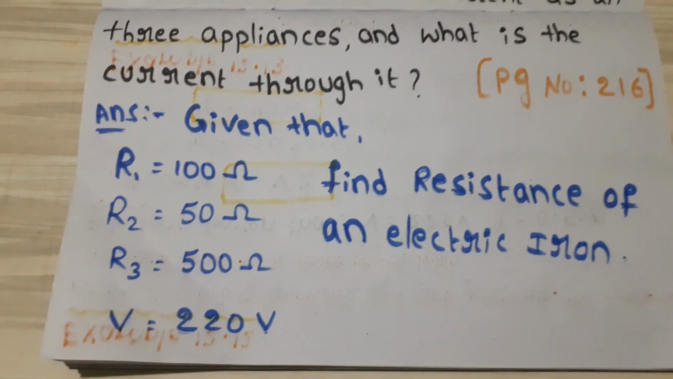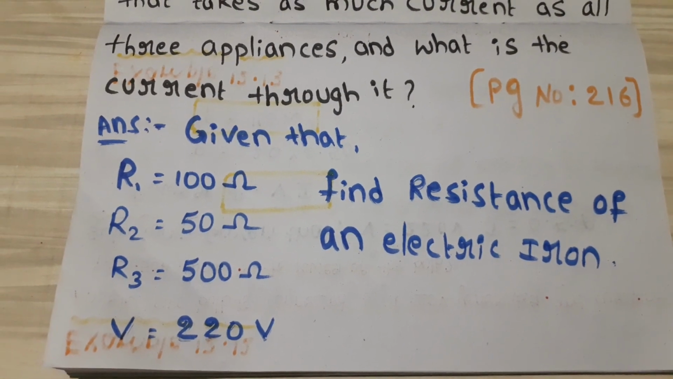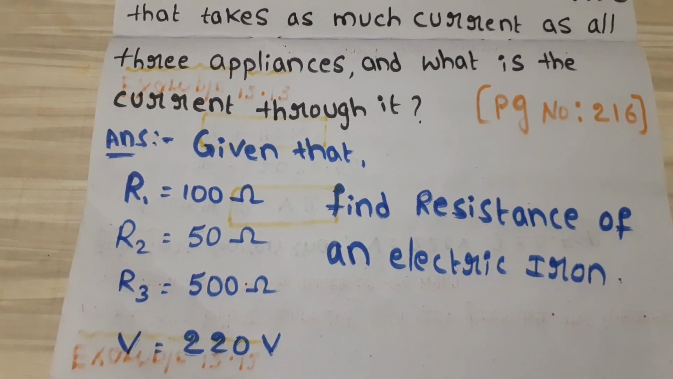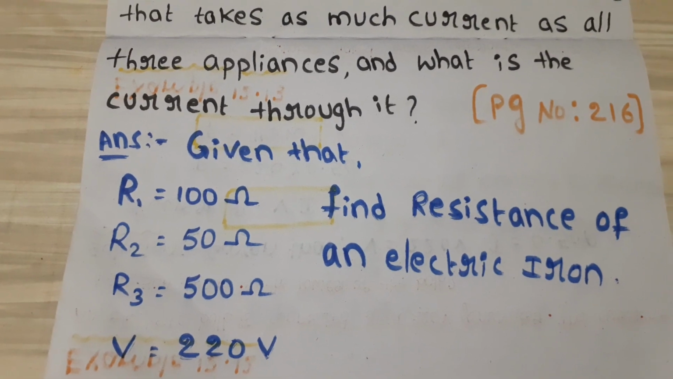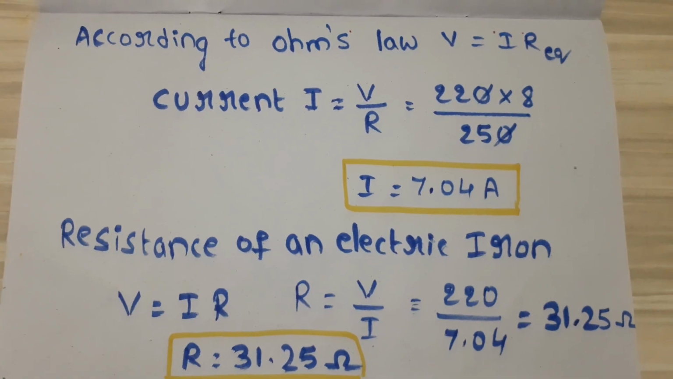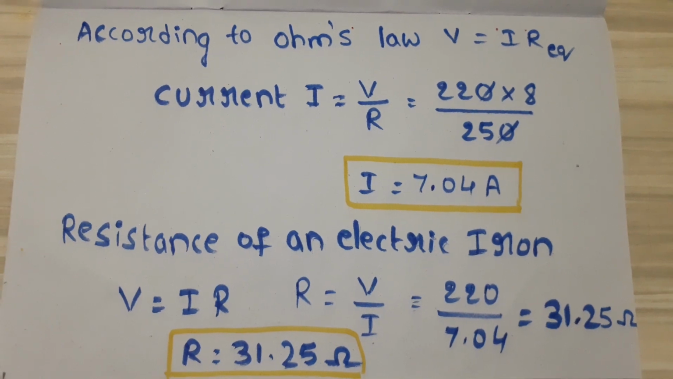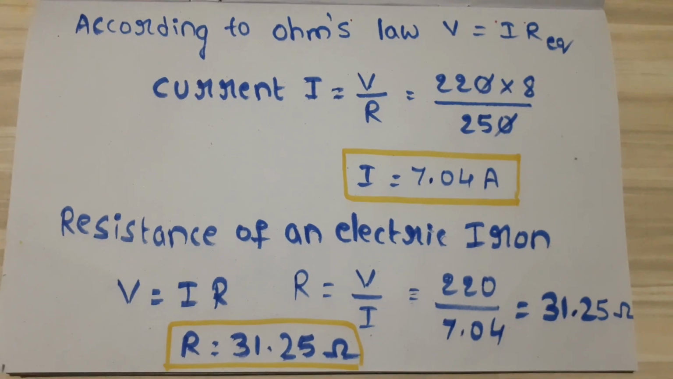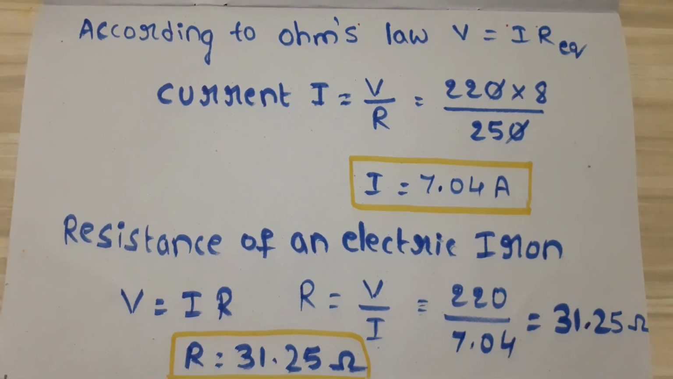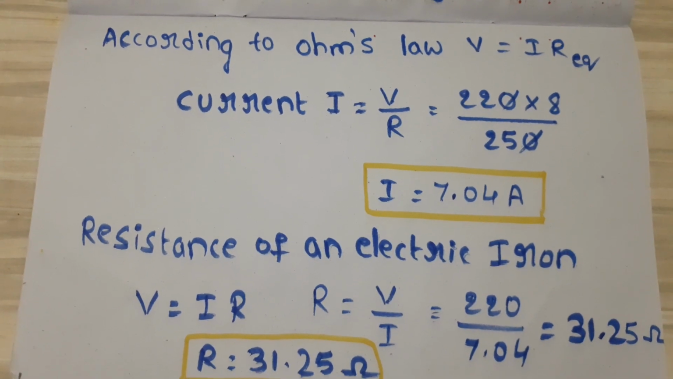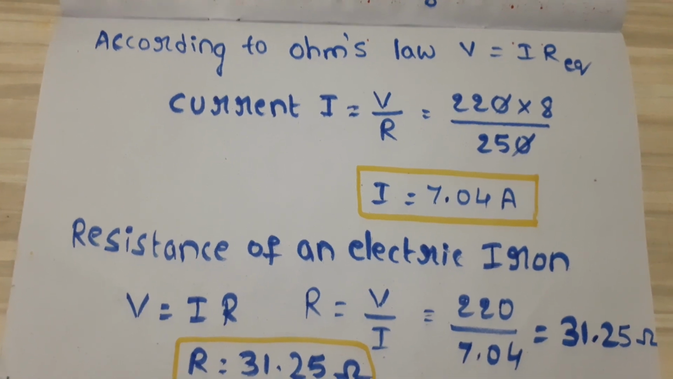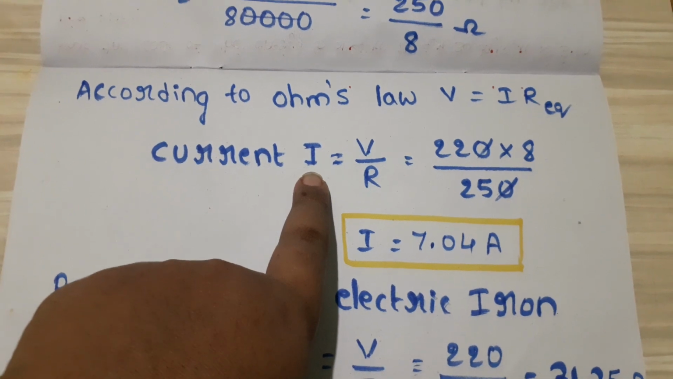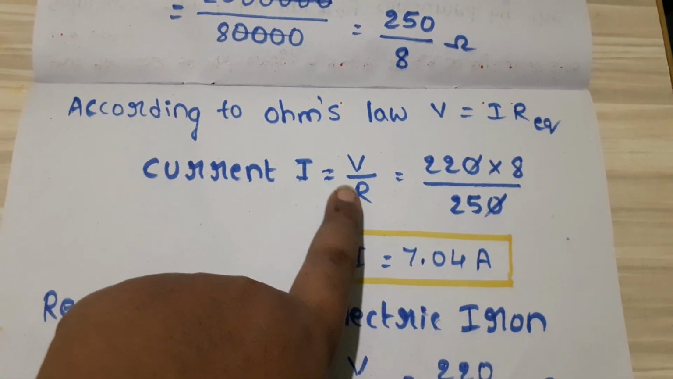But we have to find out the electrical iron connected in parallel combination. What is the resistance value? We have to find out the R value using Ohm's law, V equal to IR, where R is the equivalent resistance. So current I equal to V by R. First of all I am going to find the I value, I equal to V by R.